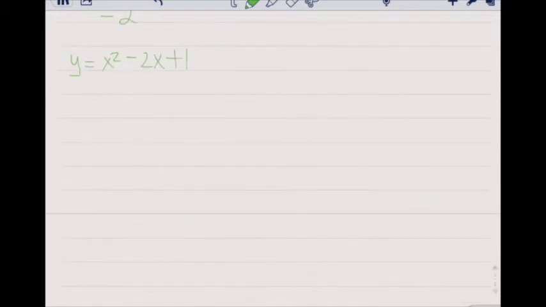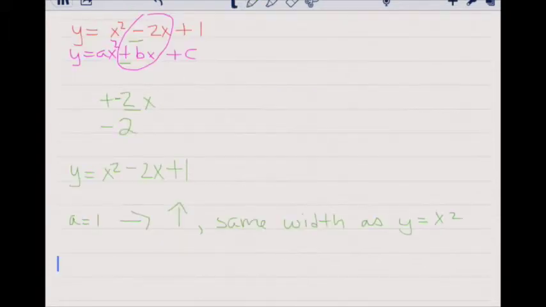So here we have our problem: y equals x squared minus 2x plus 1. I'm not going to go back into the a stuff too much because it has its own separate video, so I'm just going to say what the answers are here. In this case, a equals 1, which means I've got something that opens up and is the same width as y equals x squared. Those two bits of information are quickly taken care of. Now we need to find the vertex.